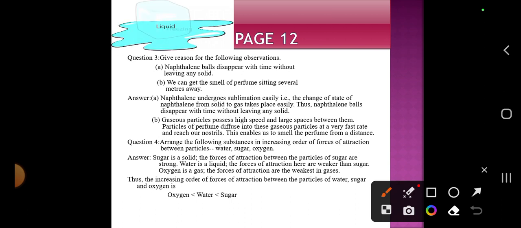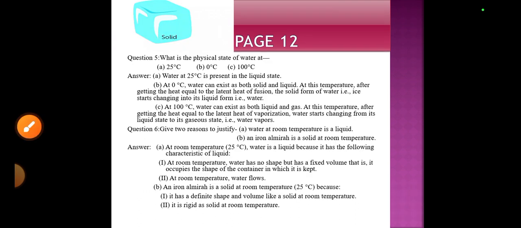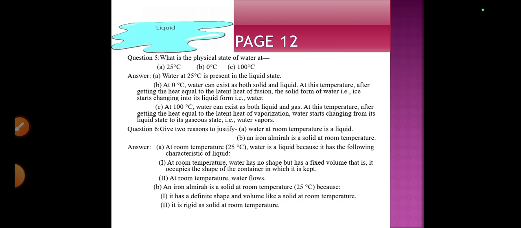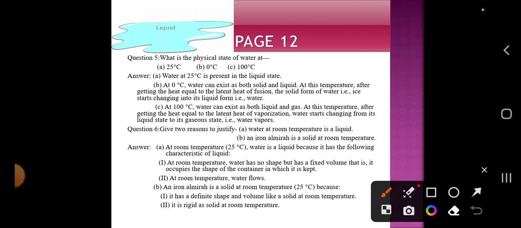Next question. Question 5. What is the physical state of water at 25 degrees, 0 degrees and 100 degrees Celsius? See friends, at 25 degrees water is in the liquid state. As we know, it is also room temperature. But at 0 degrees, water can exist in both solid and liquid states.